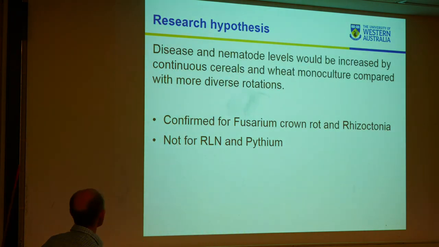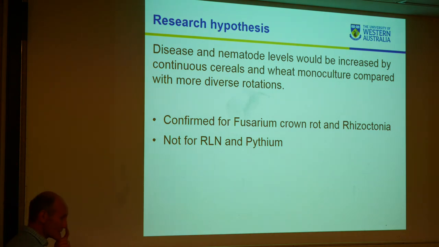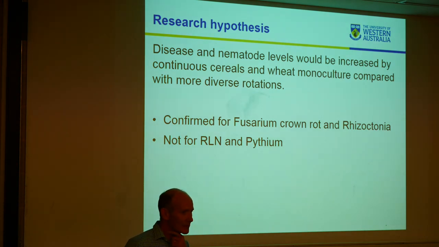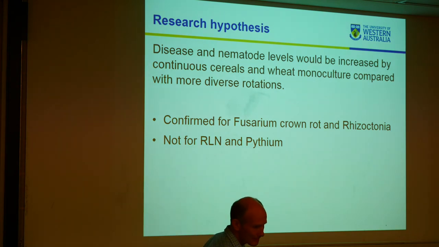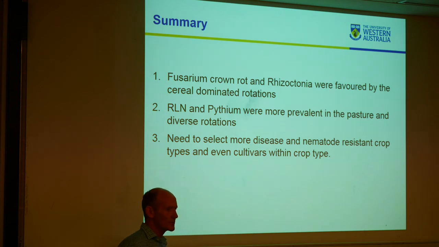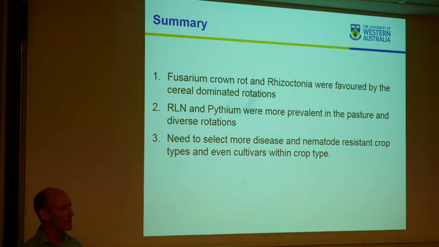So looking at our hypothesis, disease and nematode levels will be increased by continuous cereals and wheat monoculture compared to the diverse rotation, that was confirmed certainly for fusarium crown rot and rhizoctonia, but not the case for root lesion nematode or pythium. And in summary, fusarium crown rot and rhizoctonia favored by the cereal dominated rotations, root lesion nematode and pythium were much more prevalent in the pasture and the diverse rotations.